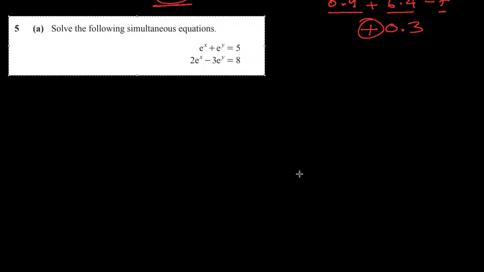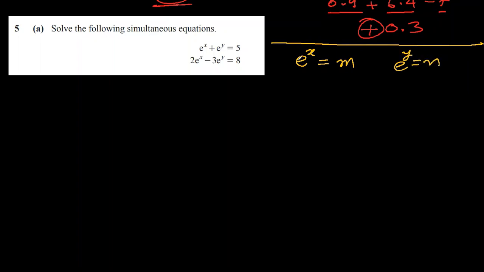Solve the simultaneous equation. This one. e to power x, e to power y, they are creating trouble here. So the best thing is, let's assume e to power x equal to m, e to power y equal to n. When we get their values, we'll go back to x and y. So it gives us two simultaneous equations, m plus n equal to 5, 2m minus 3n equal to 8.